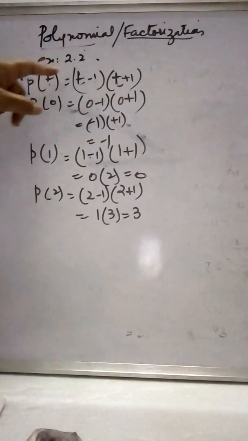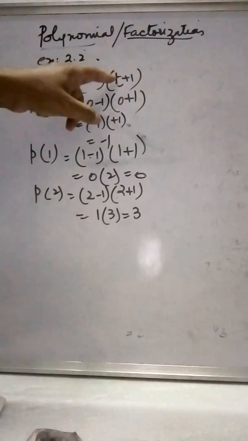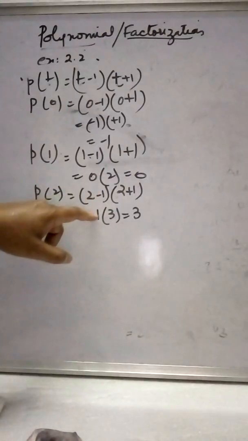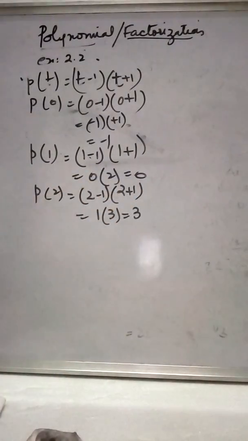So P(2) = (2 minus 1)(2 plus 1). 2 minus 1 is 1, 2 plus 1 is 3, and 1 into 3 is 3.